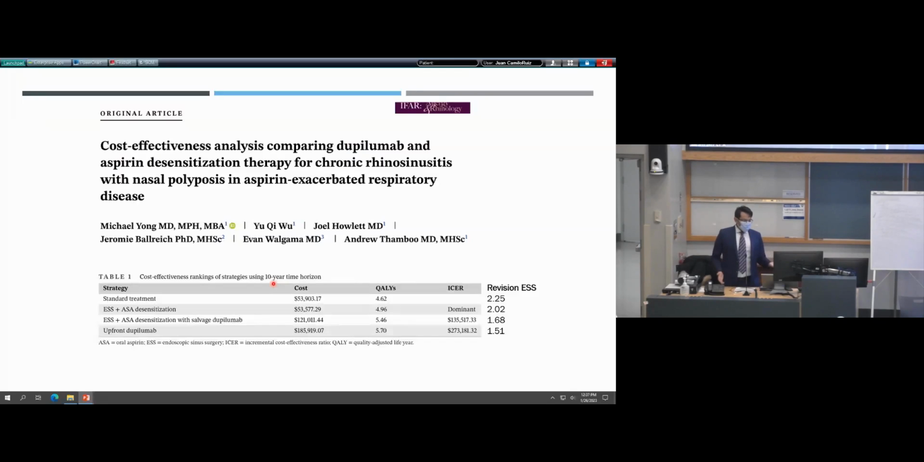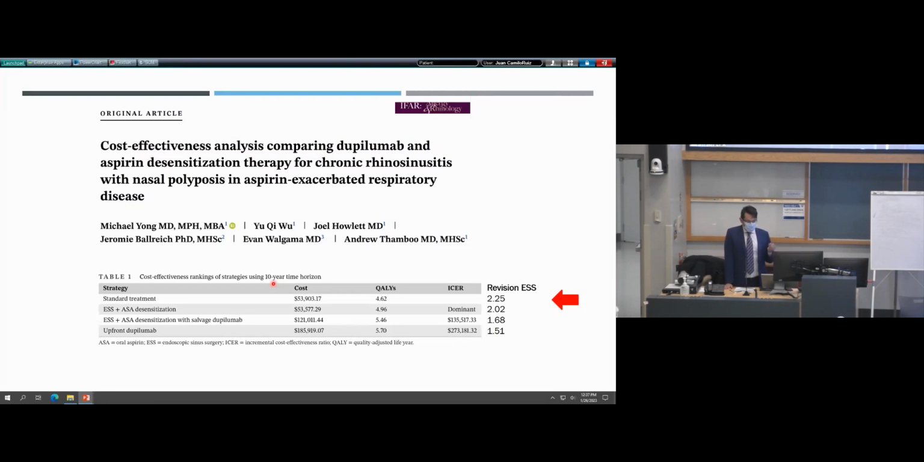Now, why do we care about aspirin desensitization? Well, it's mostly cost. It's a very cheap procedure compared to some of the biologics, and it works well. So in this study, they looked at patients with NERD, and they looked at the cost of therapy after 10 years. You can see with standard therapy, the cost is somewhere about $53,000 in 10 years.